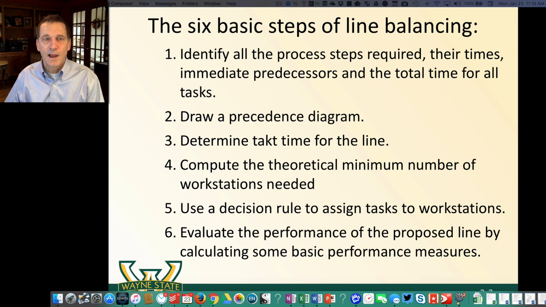We need to determine the takt time, which we did in the last video, but we're also going to do one more time today because we need that takt time. We will then compute the theoretical minimum number of workstations needed that we can group these tasks into. How many workstations do we need? And we'll use a decision rule to assign the tasks to those workstations and then evaluate the performance of the proposed line by calculating some performance measures.